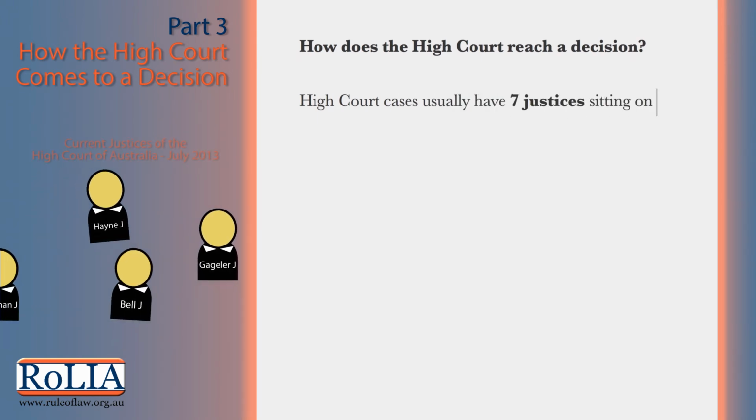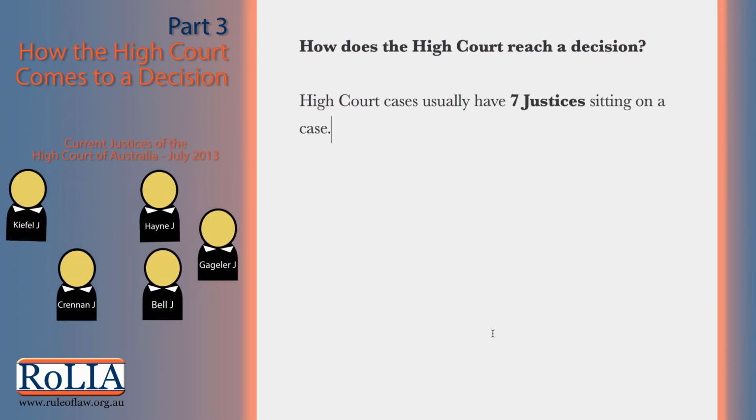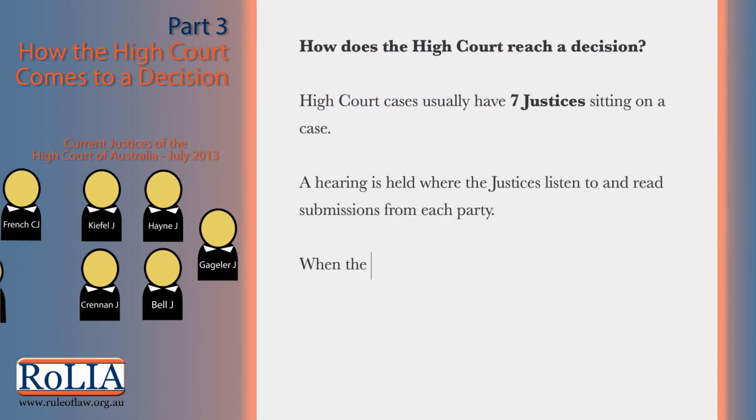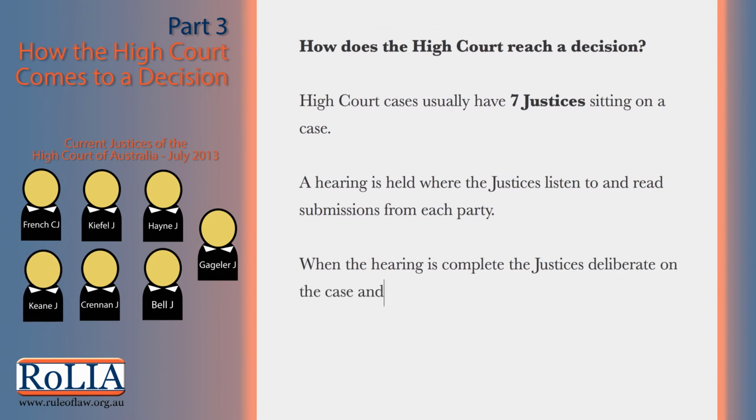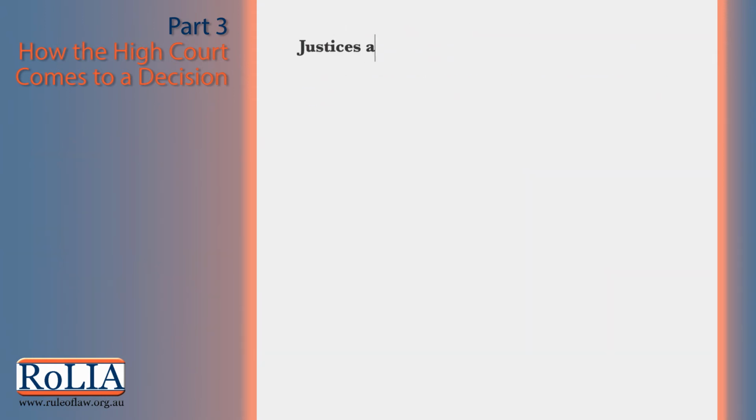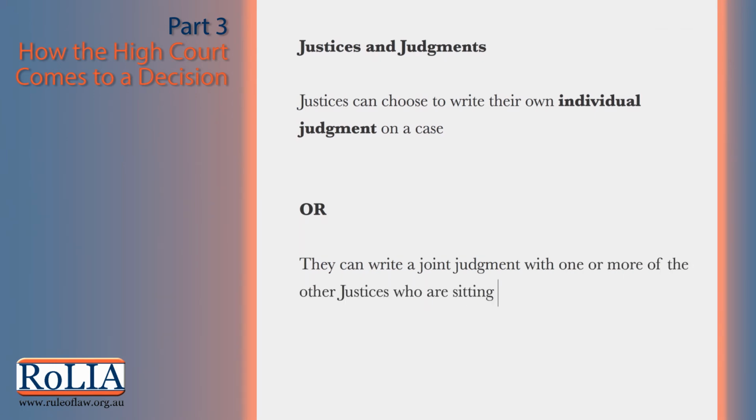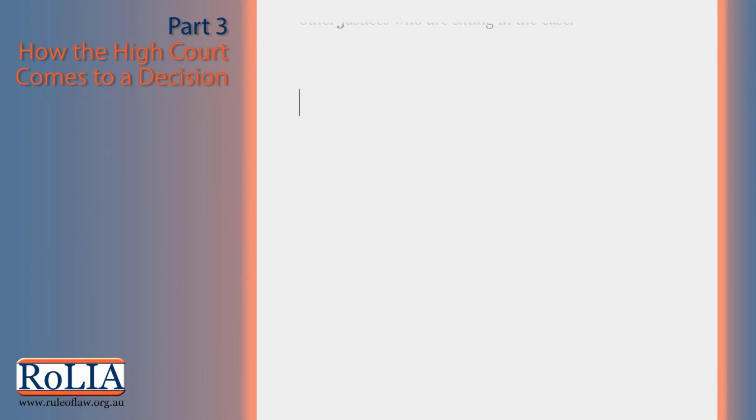A hearing is held where the justices listen to oral submissions from the parties' lawyers and read over written submissions prepared in advance. When the hearing is complete, the justices deliberate on the case and write judgments. Justices can write their own individual judgments, or they can join with one or more other justices and write a joint judgment. If you look at a full judgment and the full reasons for a High Court case, it's important that you take note of which justice's judgment you are reading.